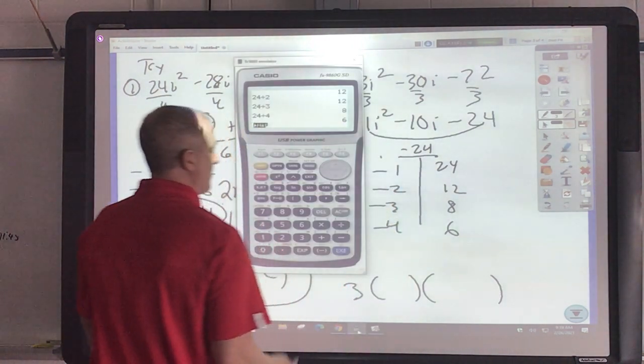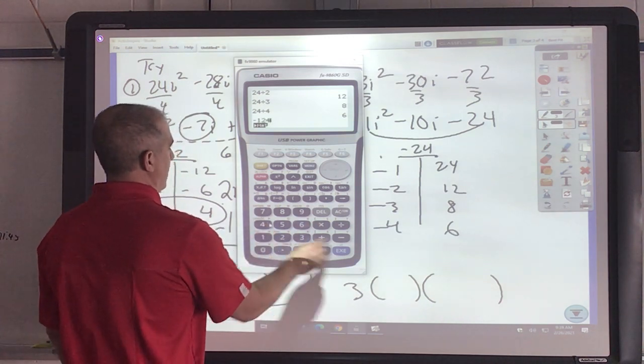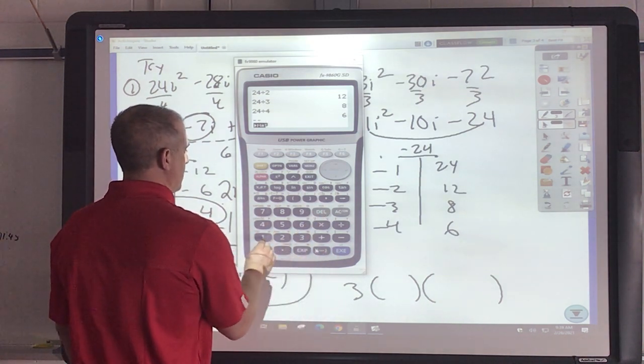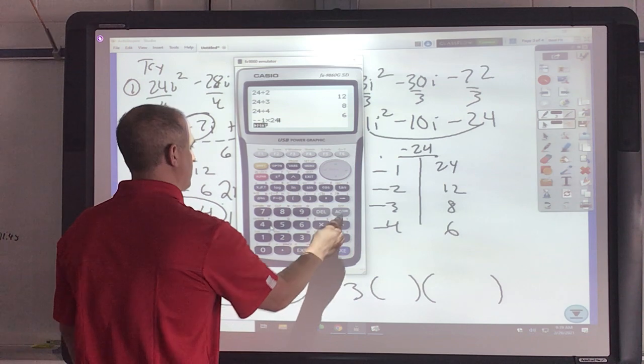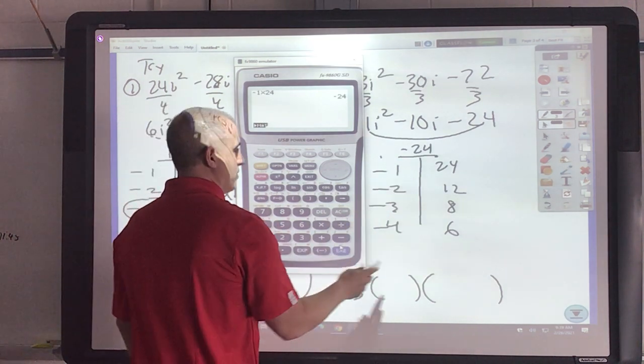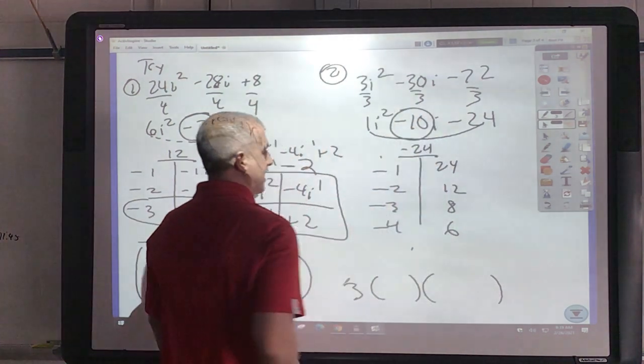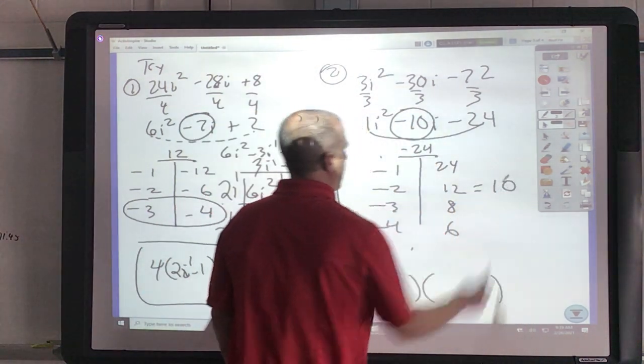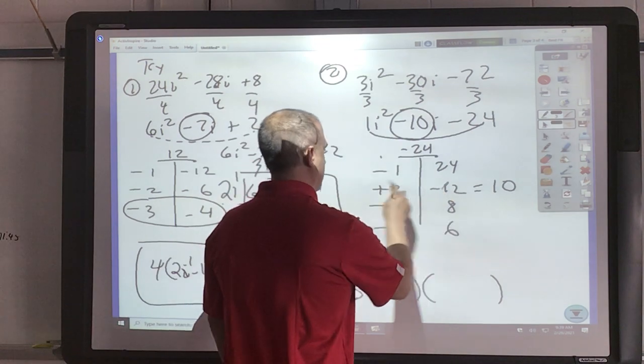All right, let's check it. I multiply negative 1 times 24. I get negative 24, so I'm good. Now I'm looking for the set that adds up to negative 10. This set adds up to 10, so all I do is just switch those.